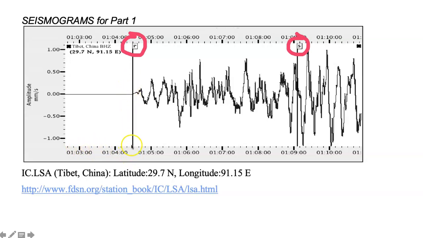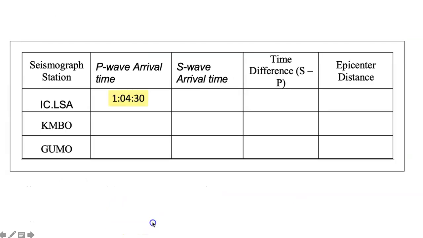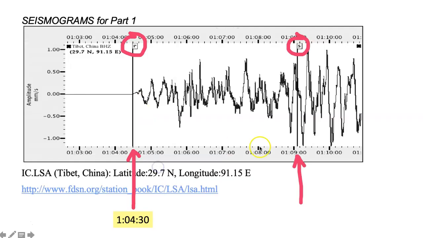So the time that the P wave arrived is 1:04 and 10, 20, 30 seconds, 1:04:30. So we're going to put that in our chart. The P wave arrival time at this station was 1:04:30. The S wave arrival time is 1:09, and this seems to be about halfway between those first two tick marks. So I'm going to say 1:09:05.